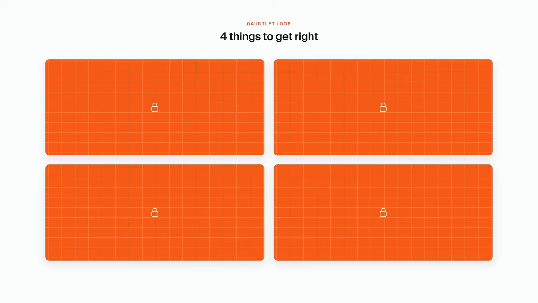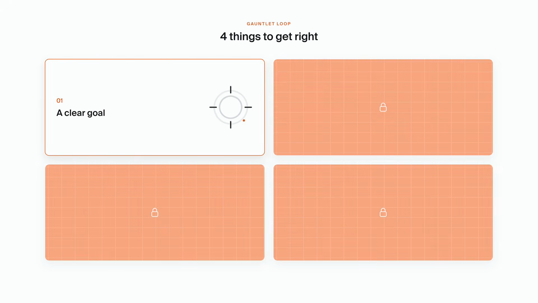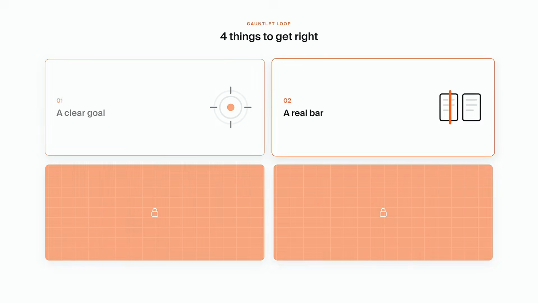But the Gauntlet Loop has a judging technique that is more suited to subjective work. There are 4 things to keep in mind in order to use it well. 1. It requires a clear goal, not implementation details. Tell the agent what you want, but not how to do it. 2. Next, it needs a real bar. Not something vague like make it amazing or production ready. It needs something more concrete that it can compare its work against.